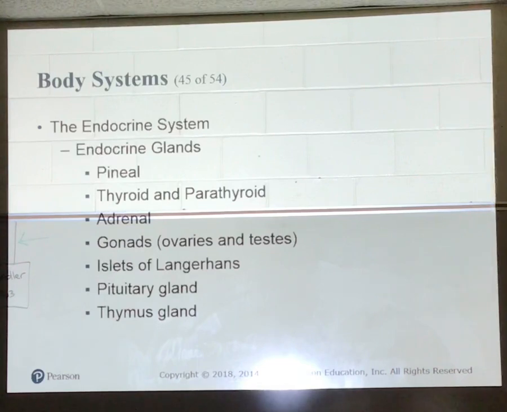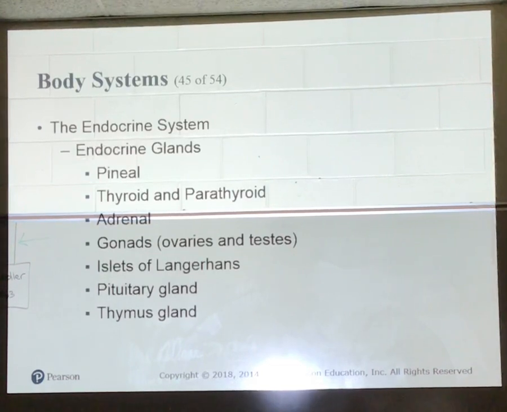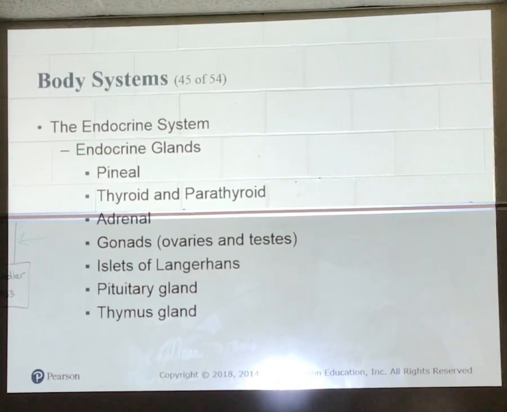Alright, the pineal gland is a small gland located superior and posterior to the thalamus. This gland produces the hormone melatonin, which inhibits the function of the reproductive system. The thyroid gland, which is in the anterior neck, regulates metabolism, growth, and development and the activity of the nervous system. The parathyroid gland is behind the thyroid and produces the hormone necessary for metabolism of calcium and phosphorus. Adrenal glands sit on top of the kidneys and secrete epinephrine, also known as adrenaline, and norepinephrine.